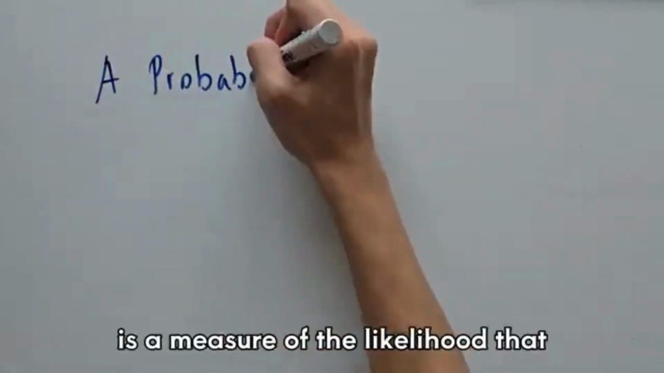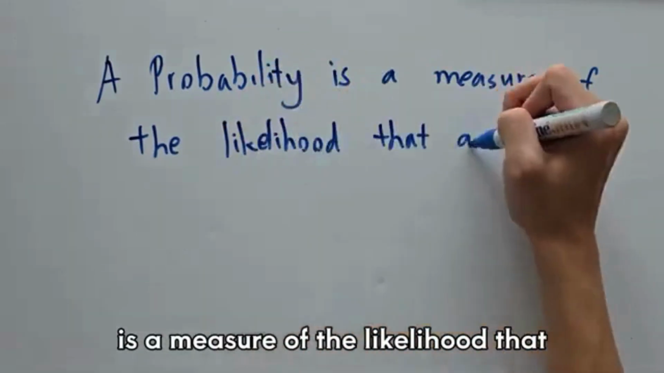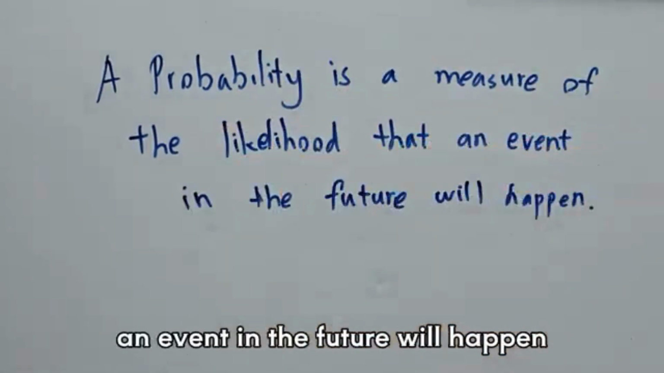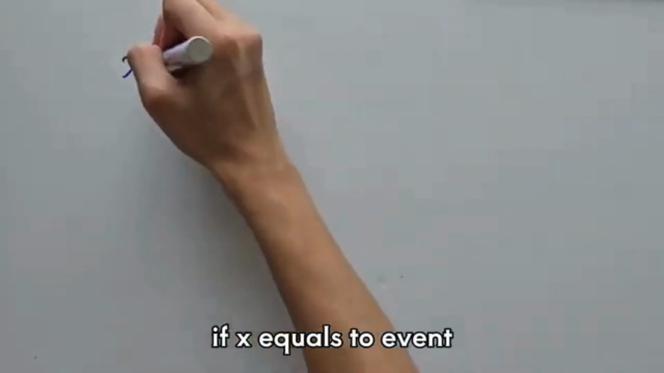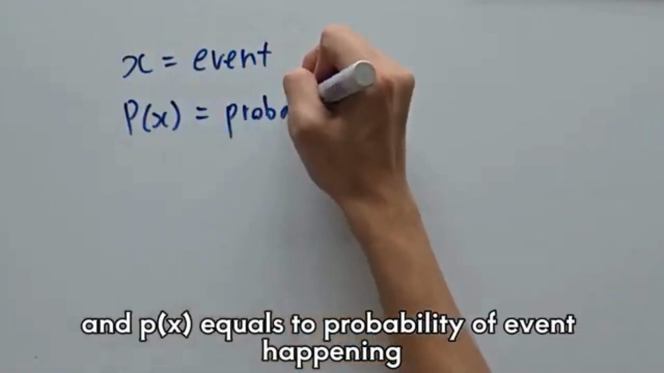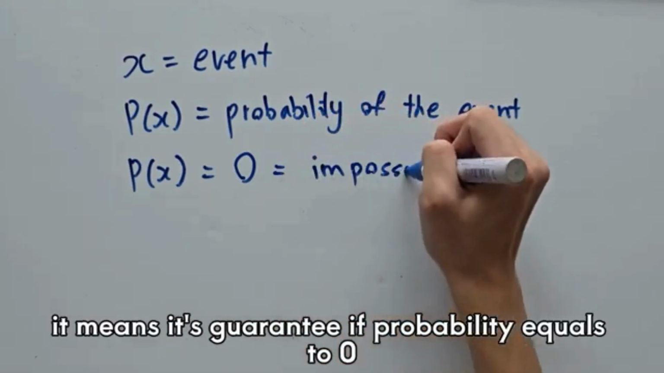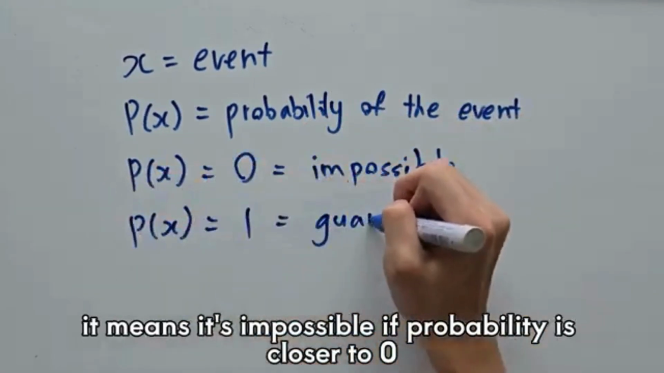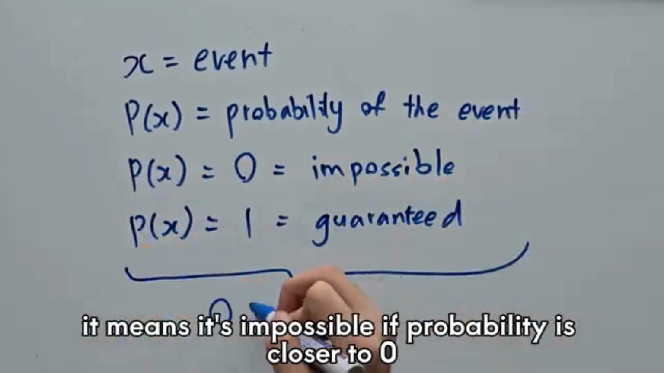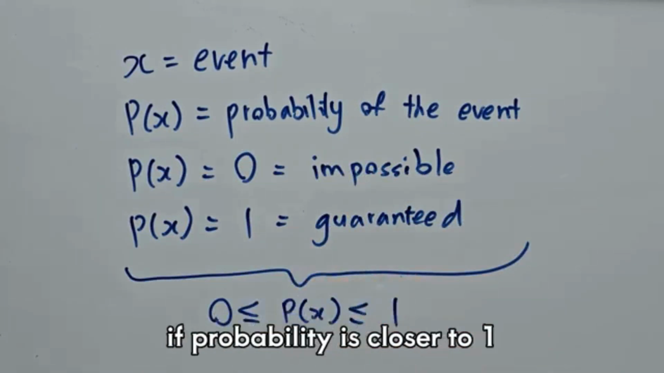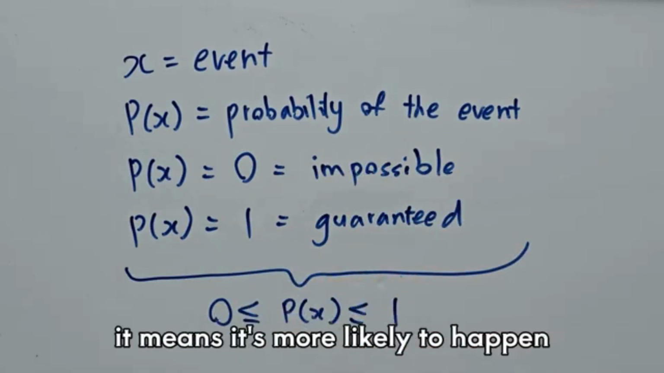A probability is a measure of the likelihood that an event in the future will happen. If X equals event and P(X) equals the probability of the event happening, if probability equals 1, it means it's guaranteed. If probability equals 0, it means it's impossible. If probability is closer to 0, it means it's less likely to happen. If probability is closer to 1, it means it's more likely to happen.